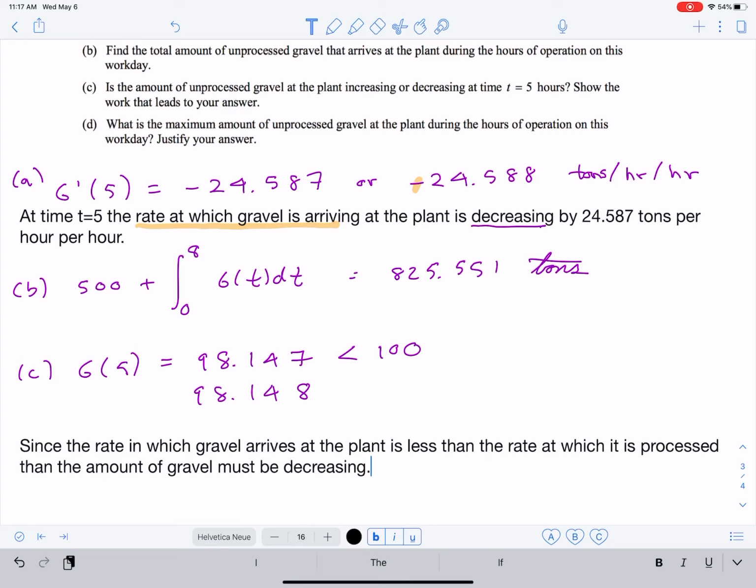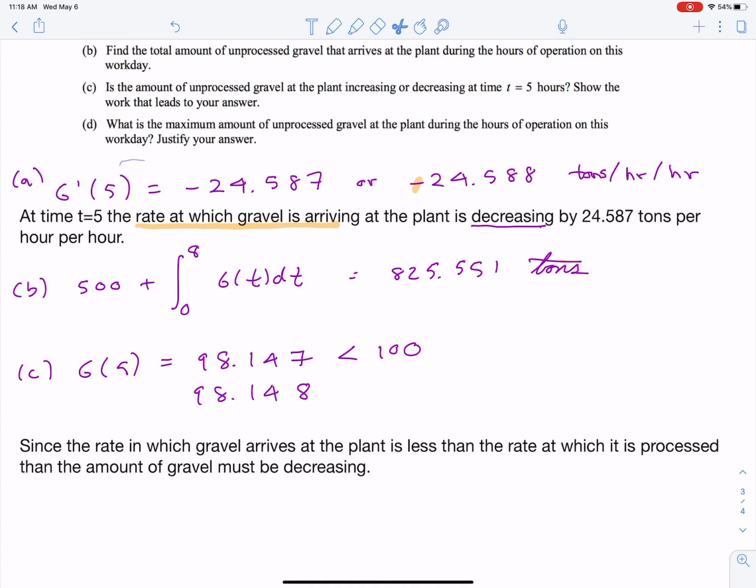So again, imagine a big pile of gravel. At time 0, there was 500. At time 5, you've got this stuff coming in and this stuff leaving. But because more is leaving than coming in, that pile is shrinking. And that's what we said there. What letter was that? That was C. Let's move on to letter D.